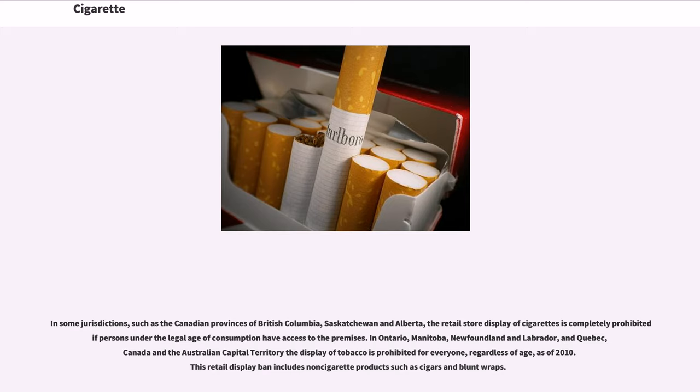In some jurisdictions, such as the Canadian provinces of British Columbia, Saskatchewan, and Alberta, the retail store display of cigarettes is completely prohibited if persons under the legal age of consumption have access to the premises. In Ontario, Manitoba, Newfoundland and Labrador, and Quebec, Canada, and the Australian Capital Territory, the display of tobacco is prohibited for everyone, regardless of age, as of 2010. This retail display ban includes non-cigarette products such as cigars and blunt wraps.